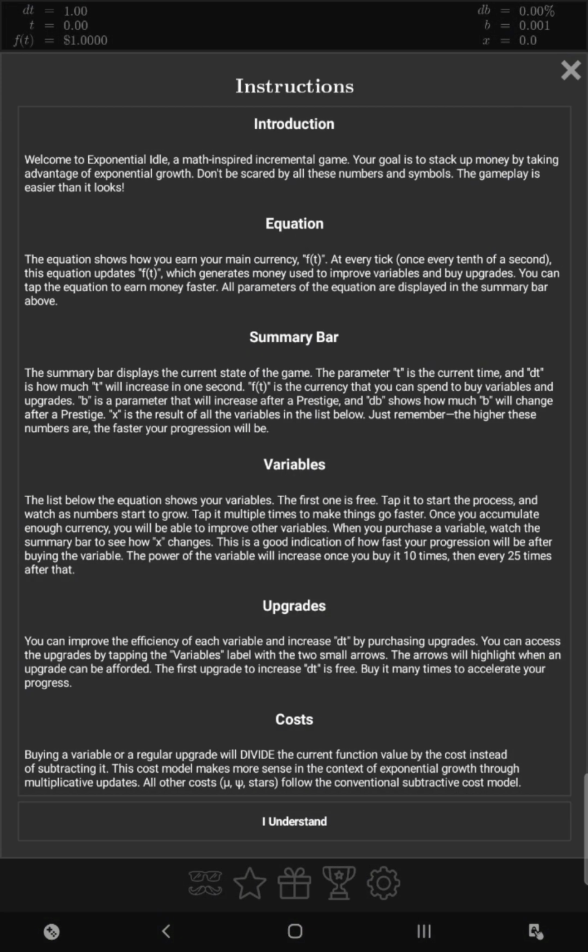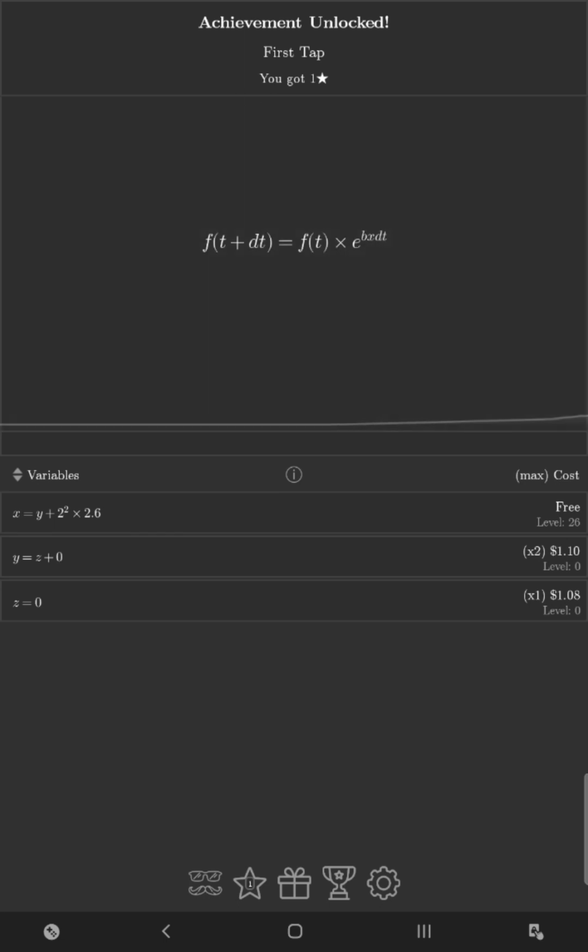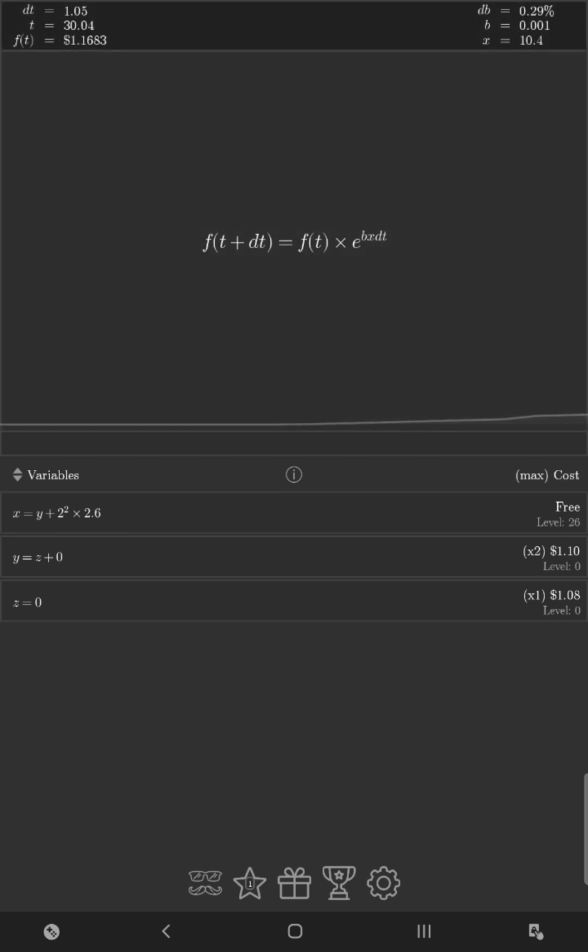Okay, and here we have the instructions. We're actually gonna skip them because you'll learn how to play this game when I tell you how to do so. Okay, so first we have this screen, and we can buy the variables like this. We can buy a free one, and the X is actually forever free, so you can just click it infinite times. Okay, and as you see, we have different variables. For example, Y equals Z equals plus 0. Okay, so this is our formula here, and we got achievement first tab, and we got stars. We're going to talk about the stars later, but let's start with how the game works.